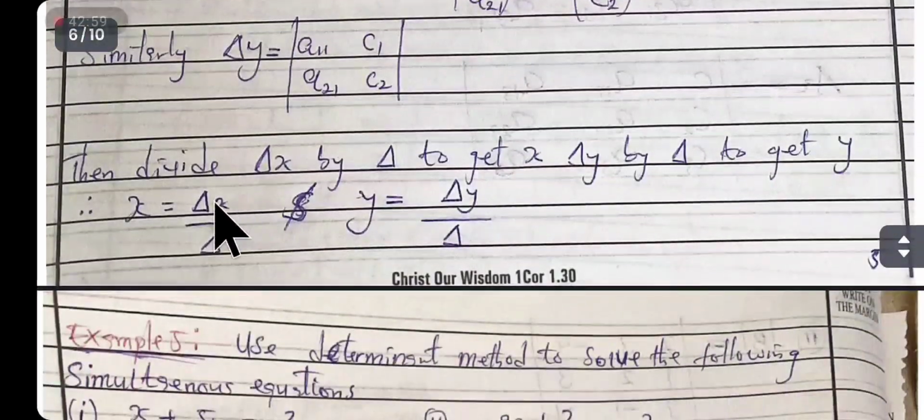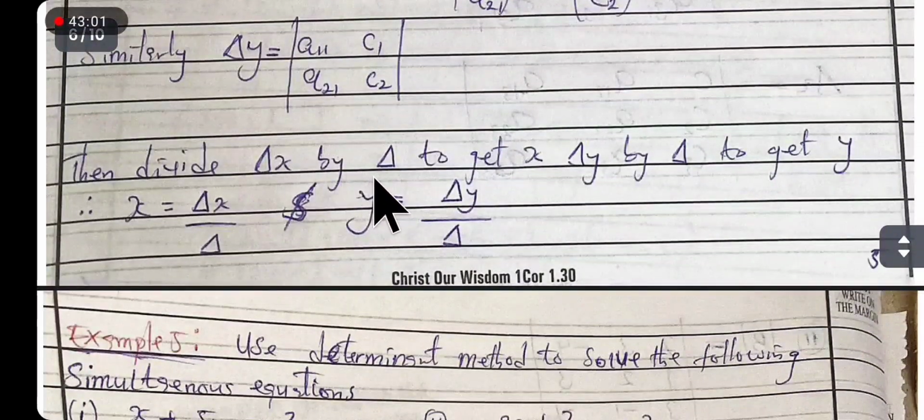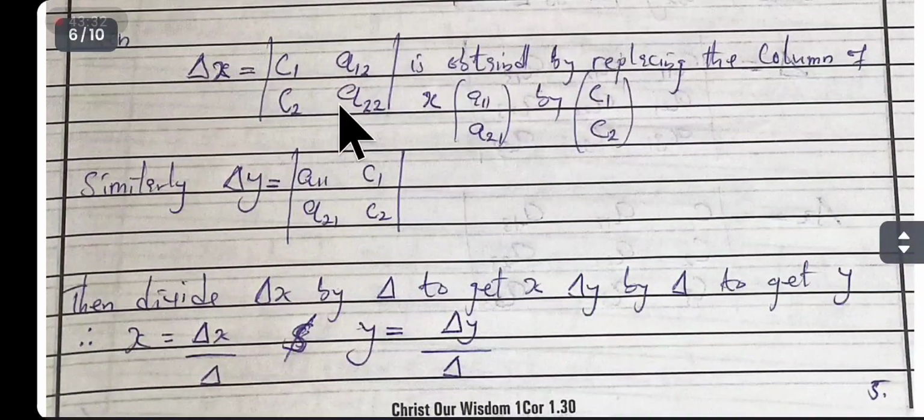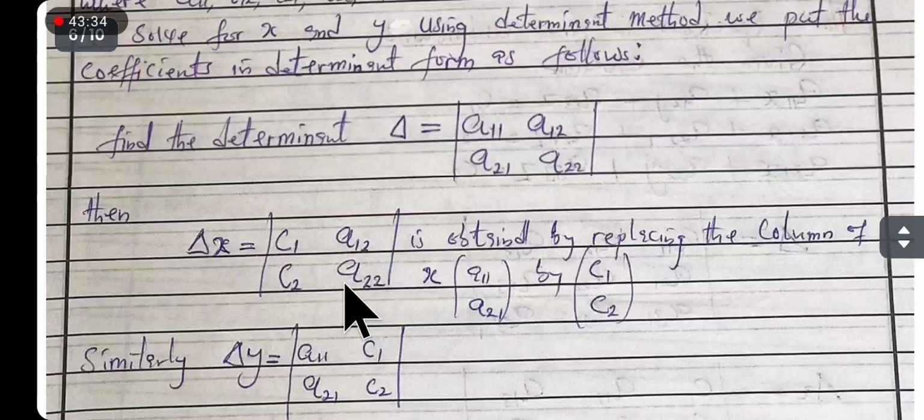Then divide the determinant with respect to x by this single determinant to get the value of x. Then determinant y by this single determinant to get the value of y. Therefore, x is equal to determinant with respect to x all over the single determinant, and y is equal to determinant with respect to y all over the single determinant. So this is the general structure of how to solve a system that has two unknowns, x and y.